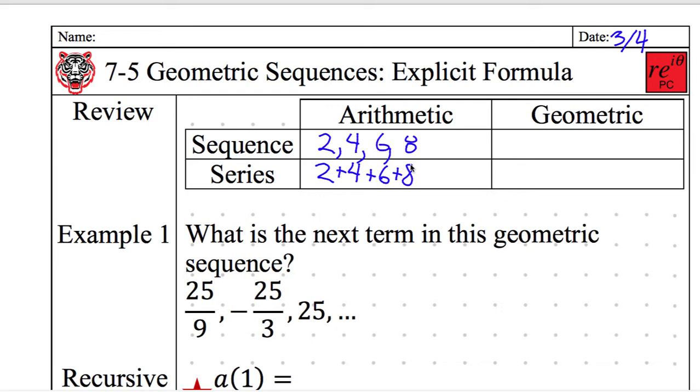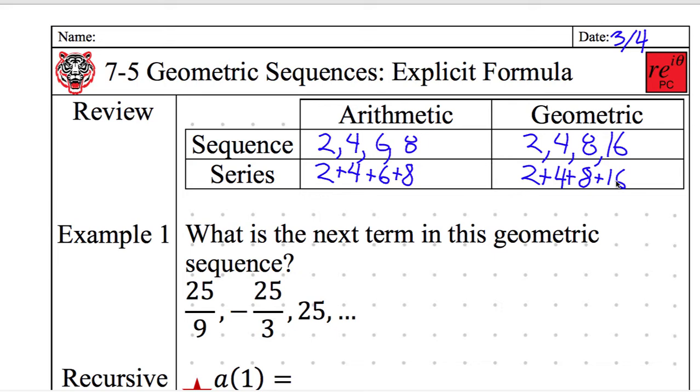Geometric, so that's going to be 2, 4, 8, 16. And in order to turn that into a geometric series, you add them: 2 plus 4 plus 8 plus 16. You should say infinity to help you, sideways infinity. There we go.